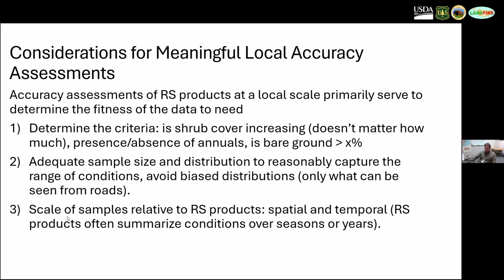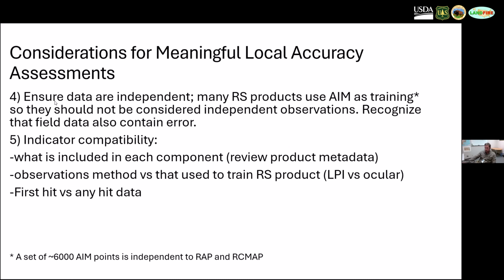Another important thing to think through is the scale of the remote sensing products versus the scale of the question you're trying to address. So if you're looking at how much tree cover varies throughout the course of the year, but you're looking at an annual temporal resolution product, that's not going to be a good fit. I already mentioned this, the lack of independence for many of the AIM sites. Only 10% of the AIM sites are independent to all three of these products. And again, recognizing that field data itself does contain error is an important thing.